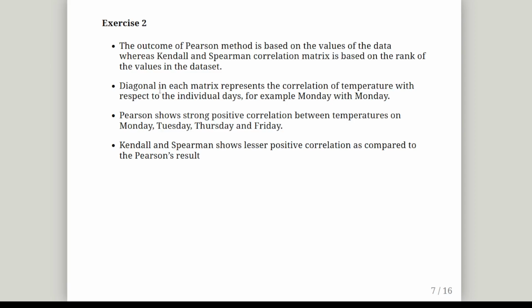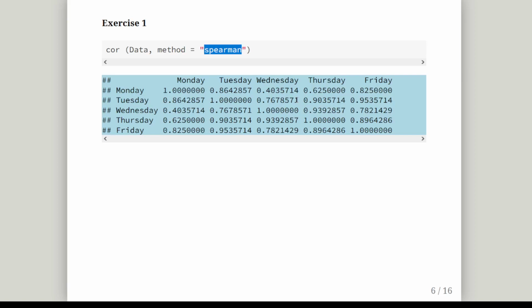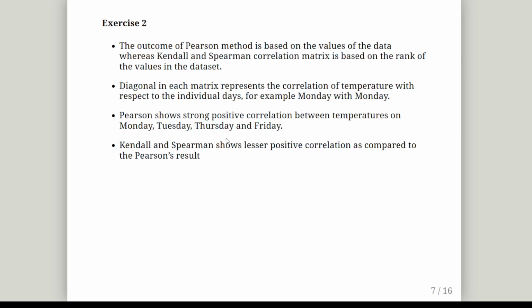Diagonals in each matrix represent the correlation of the temperature with respect to the individual days. For example, Monday to Monday. So the correlation matrices along the diagonals is 1 because they always have to be 1. A variable's correlation with itself is always 1. Okay. Pearson shows strong positive correlation between the temperatures between Monday, Tuesday, Wednesday, and Friday. And Kendall and Spearman show lesser positive results as compared to Pearson's result.